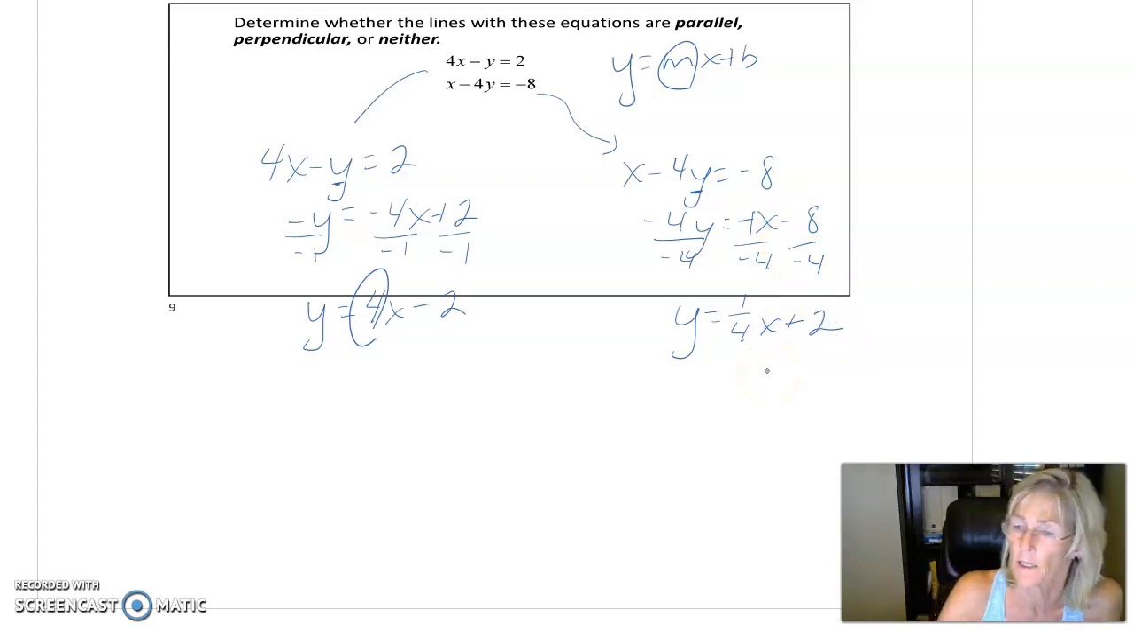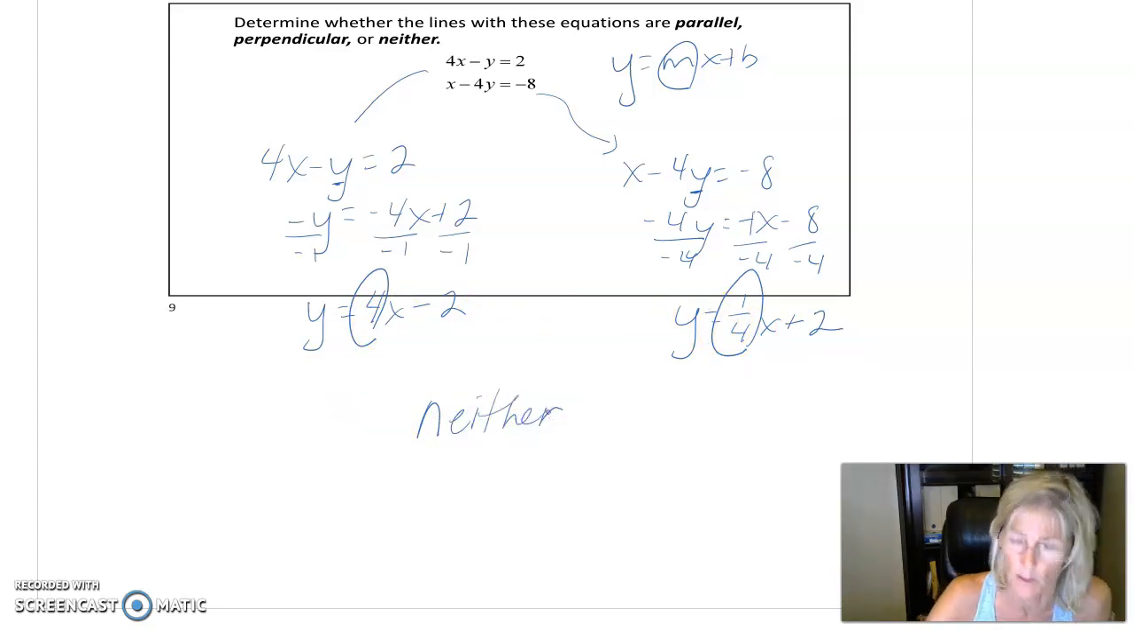So now let's look at the slopes. This is just like the one before. These are reciprocals. They're not identical, so they're not parallel. These are reciprocals, but they're both positive. So they are neither parallel nor perpendicular, so they are neither.